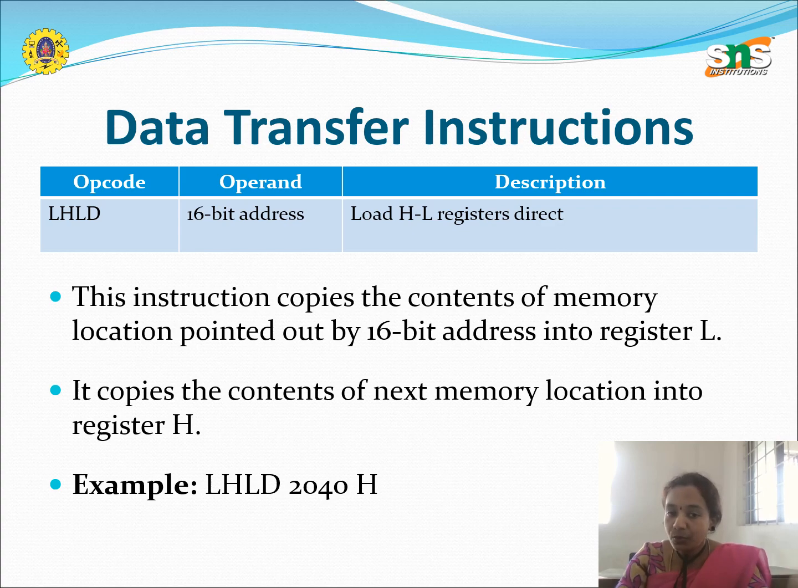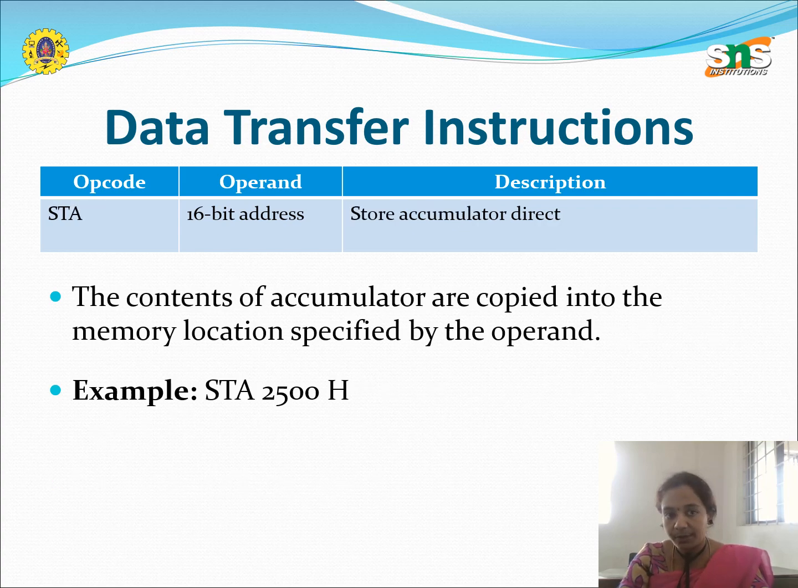So now we have two registers here. One is the L register and another one is the H register. One is an 8-bit register and the other is also an 8-bit register. So together 16-bit data is handled here. The 16-bit data would be present in the address location 2040, and the first 8-bit data would be moved to the L register and the second 8-bit data would be moved to the H register. So that is the main meaning of this data transfer instruction.